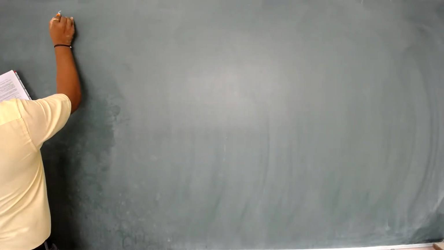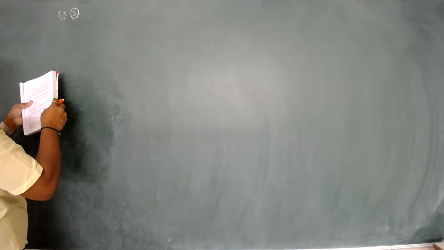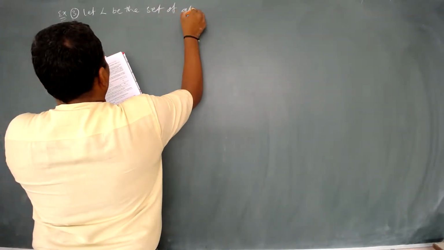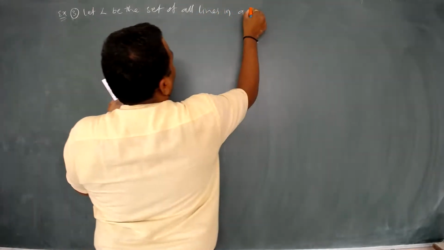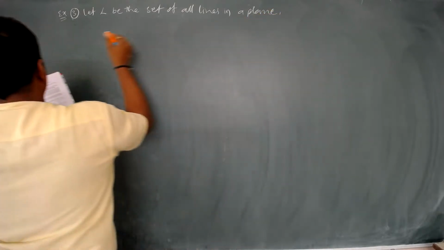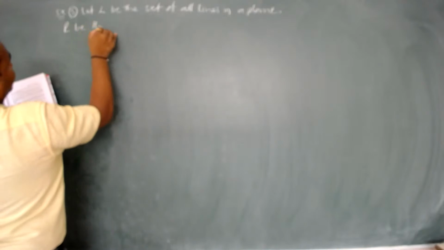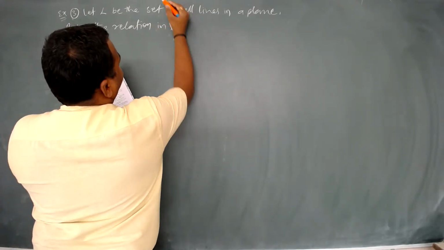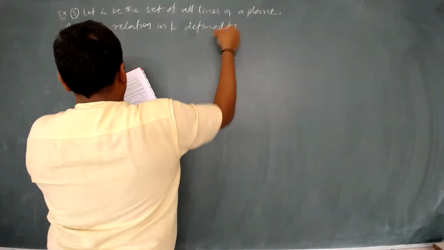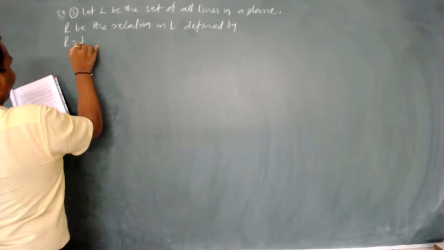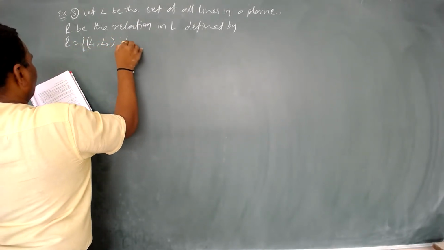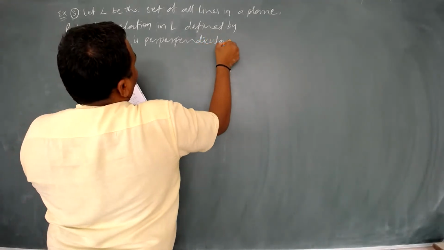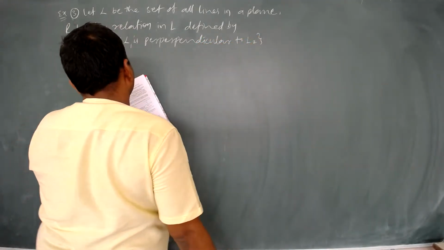Next, go for example 3. This is also important one. Let capital L be the set of all lines in a plane, with the relation R in L defined by R is equal to (L1, L2) such that L1 is perpendicular to L2.